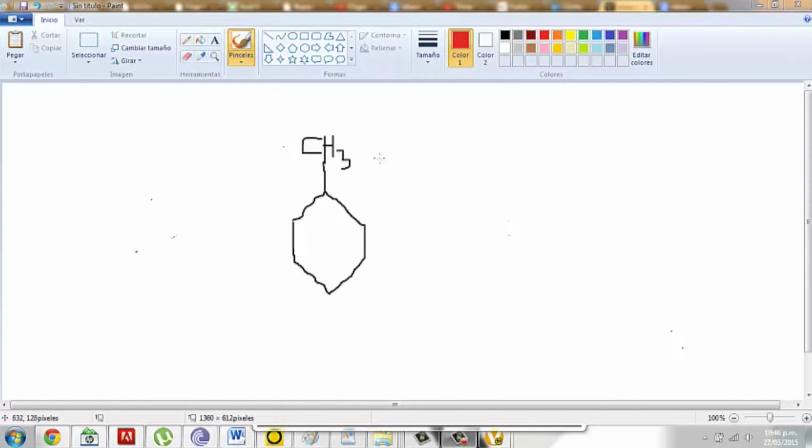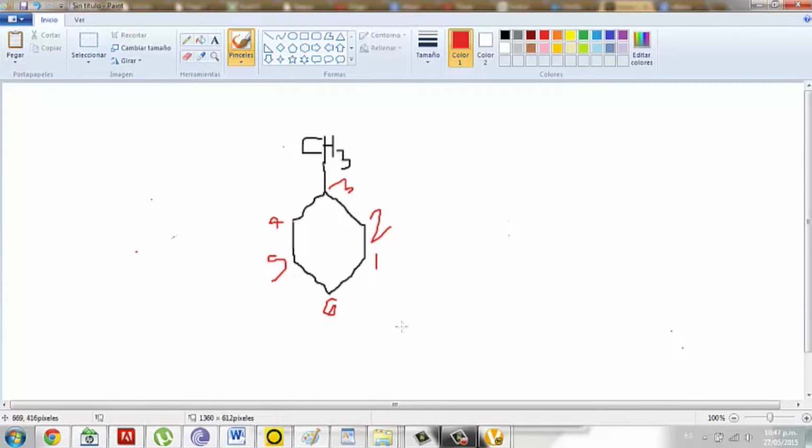Now for substituents, we have 1. So it's a methyl cyclohexene. Pretty simple, but we need to begin to count here. 1, 2, 3, 4, 5, and 6.